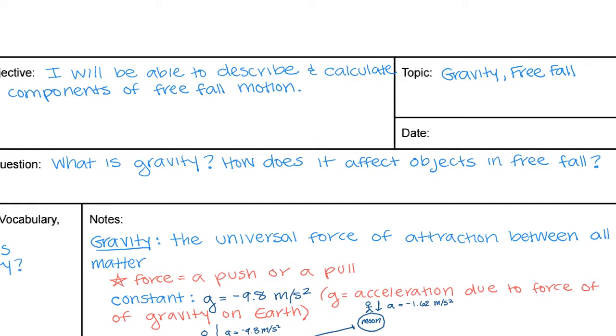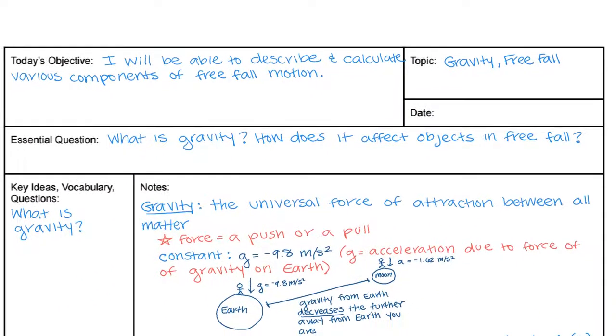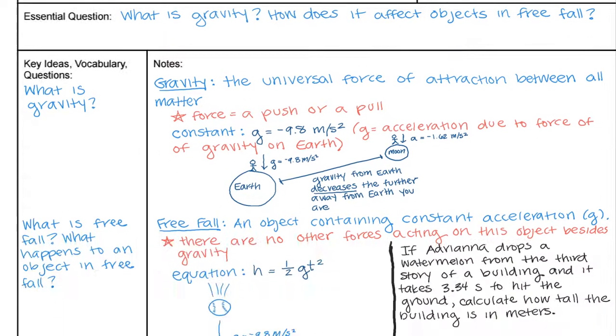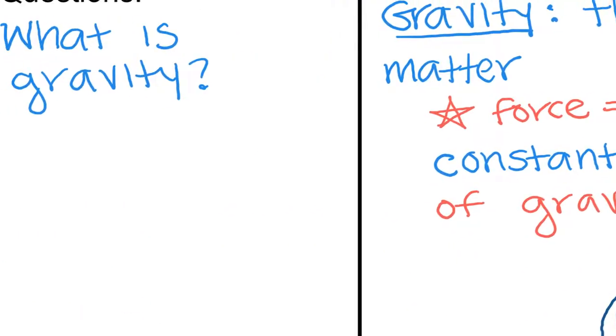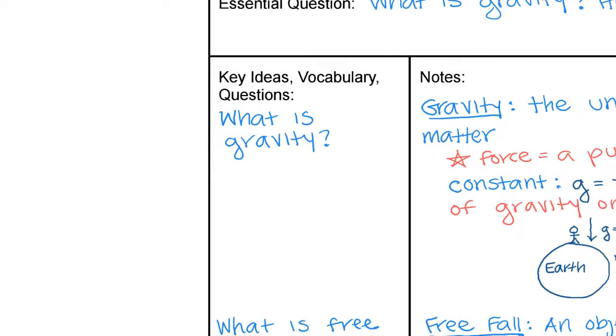And the essential question for today that you all should write down and try to answer in the summary of your notes from this video is, what is gravity? And the second essential question is, how does gravity affect objects in free fall? So key term here, let's talk about what gravity is first. So what is gravity?